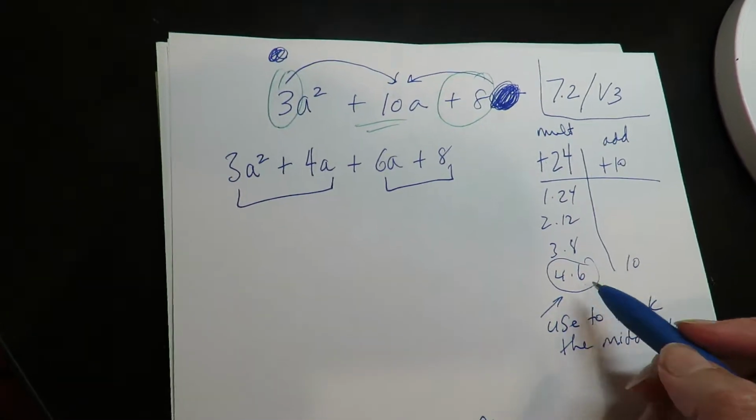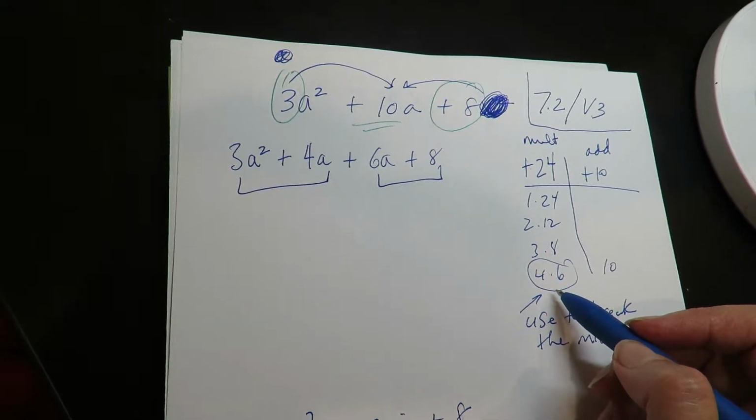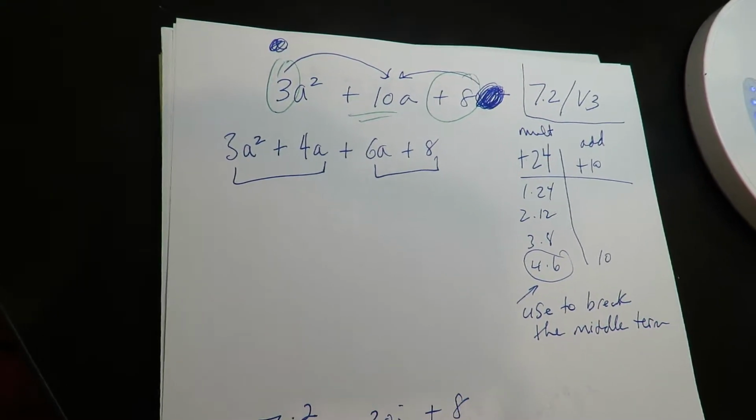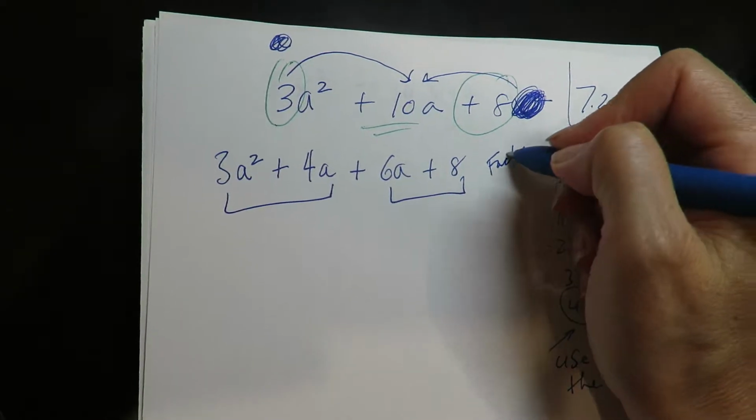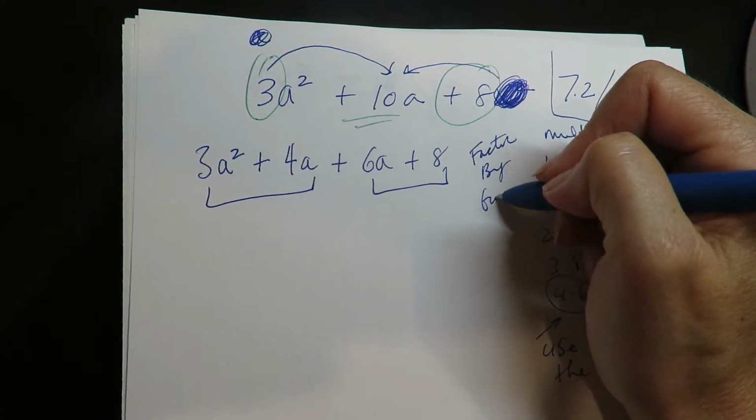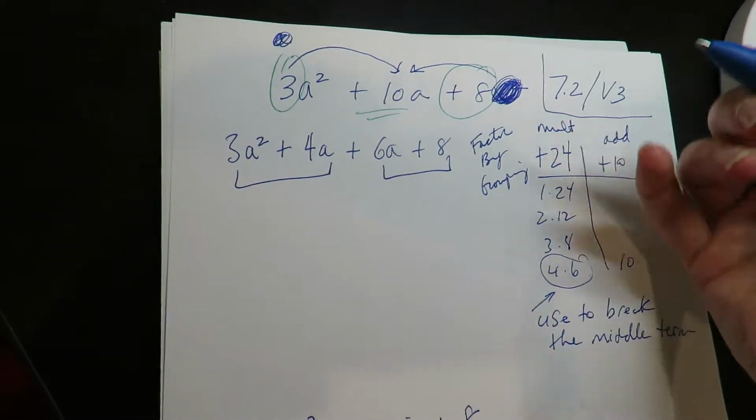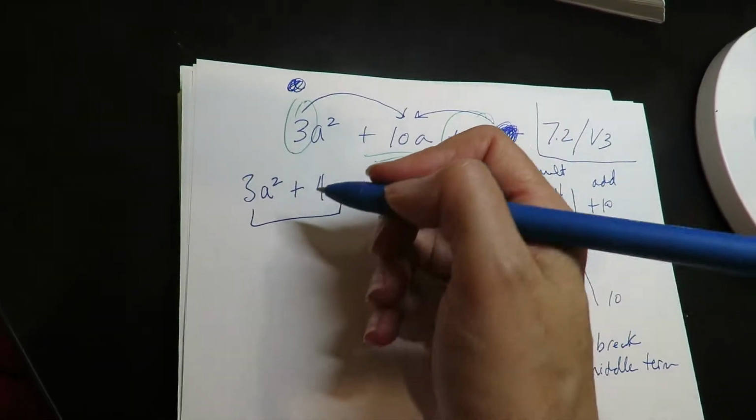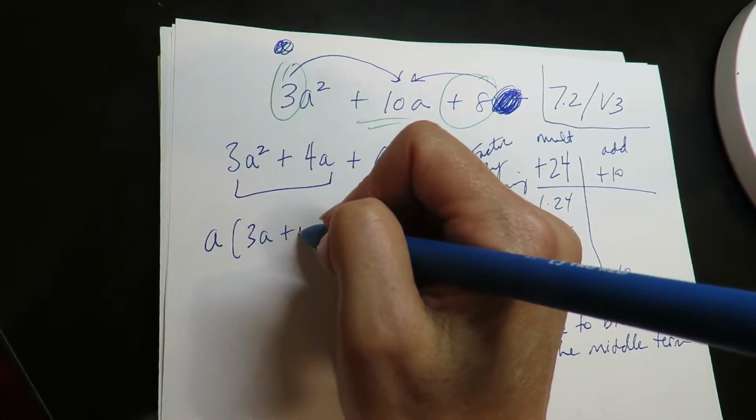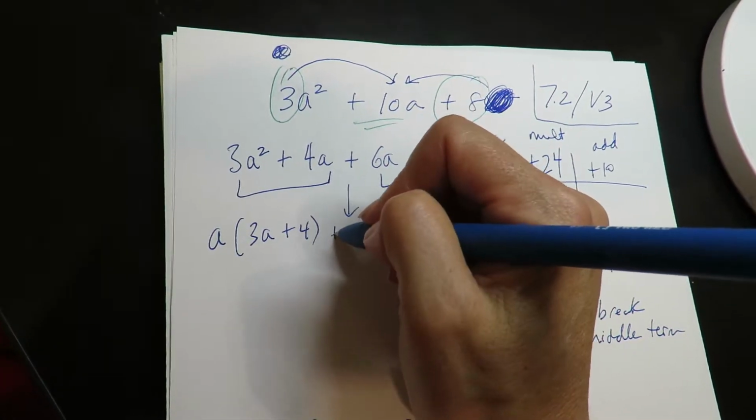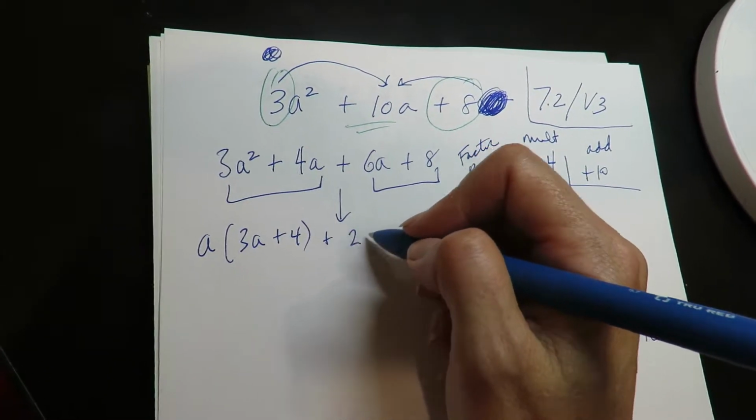Alright, now what this does is it breaks it into 4 terms, and once it's 4 terms, you have to recognize the technique is factor by grouping, which is what I taught in 7.1. Alright, factor by grouping, I take out the A, bring down the sign of the third term, take out the 2.